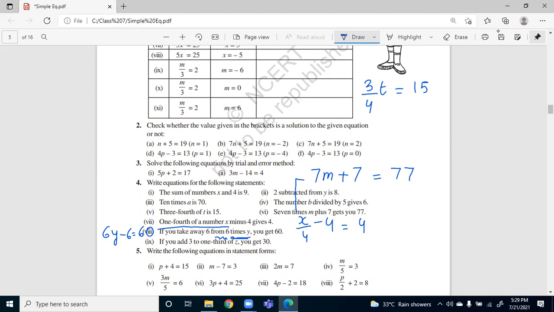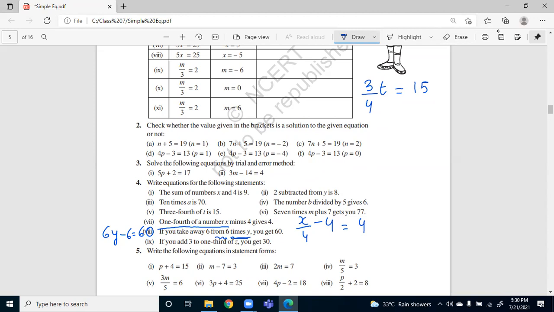Garima, are you able to follow these solutions? Yes, ma'am. Ma'am, can you please tell us the part? Which part? Ma'am, the ninth part? Ma'am, eighth. The eighth part. Okay. If you take away 6 from 6 times y, whatever is written after 'from' I will be writing first. So it is 6y minus 6 will give me 60.